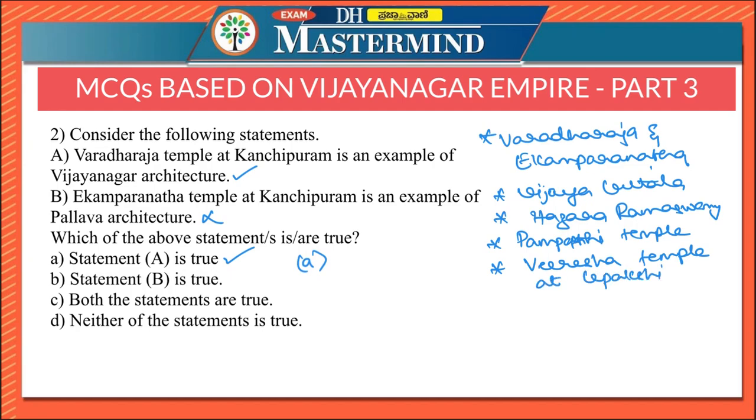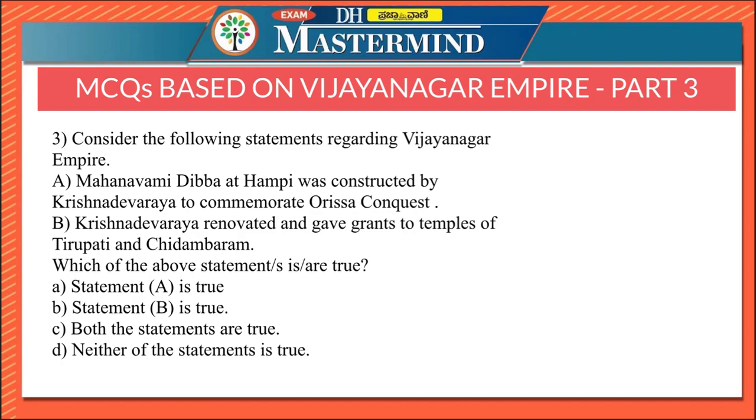Please remember these temples. So, Varadaraja temple, Ekamparanatha temple, Vijayavittala temple, Hazara Ramaswamy temple, Pampapati temple and Veeresha temple are all examples of Vijayanagar architecture. Now let us look at the next question.